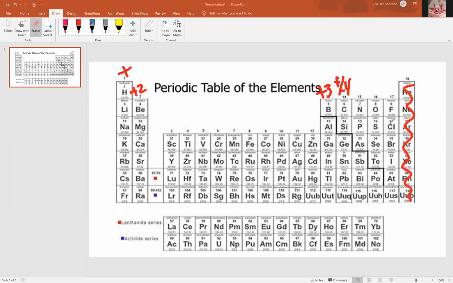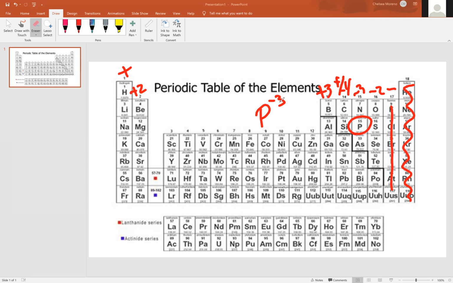Once you get to your halogens, this one is going to have a minus charge. The next one is going to have -2. And then the next one is going to have -3. So in other words, let's say I was looking at phosphorus. Phosphorus would be -3. It's not really written on there, but it's kind of easy to remember, I guess.